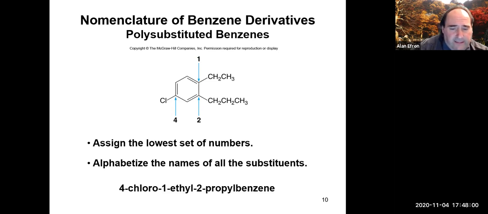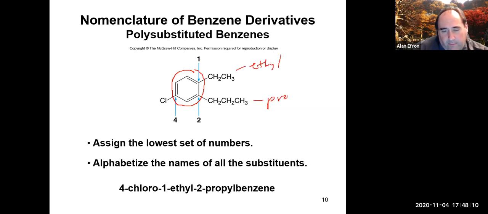So here, if we look at this, the main thing is our benzene ring. We have an ethyl group, we have a propyl group, and we have a chloro group in this particular case. And what we would have is 1-ethyl-2-propyl-benzene here with our 4-chloro in this particular case.